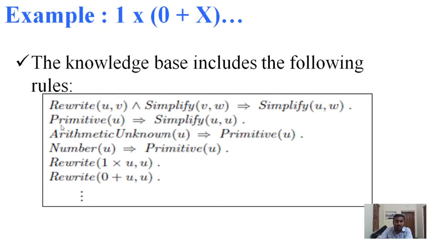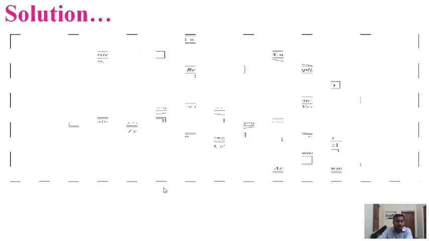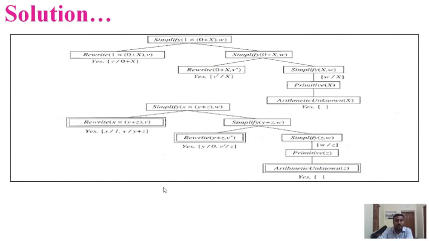Logical proofs or logical rules are given here to solve this problem. So just remember these rules. Then the solution: the solution for solving the problem 1 times (0 + x).